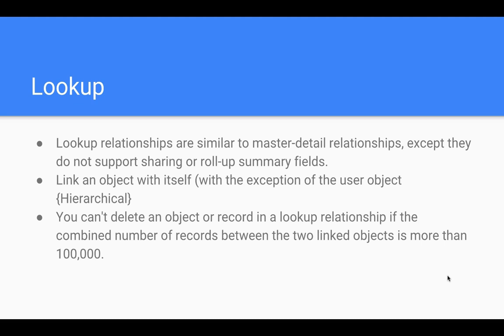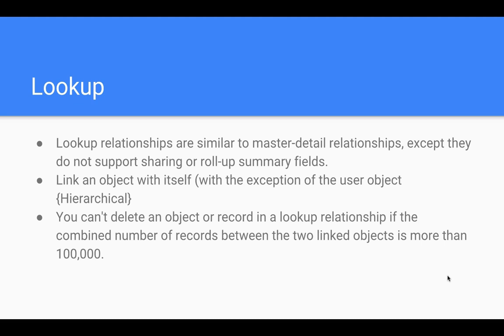So with master detail, if you make a change at the top, it will change everything following it. But a lookup relationship doesn't have that function. It doesn't roll up things, okay? You can link an object with itself, with the exception of the user object, okay? You can't delete an object or record in a lookup relationship if the combined number of records between the two linked objects is more than 100,000, okay?